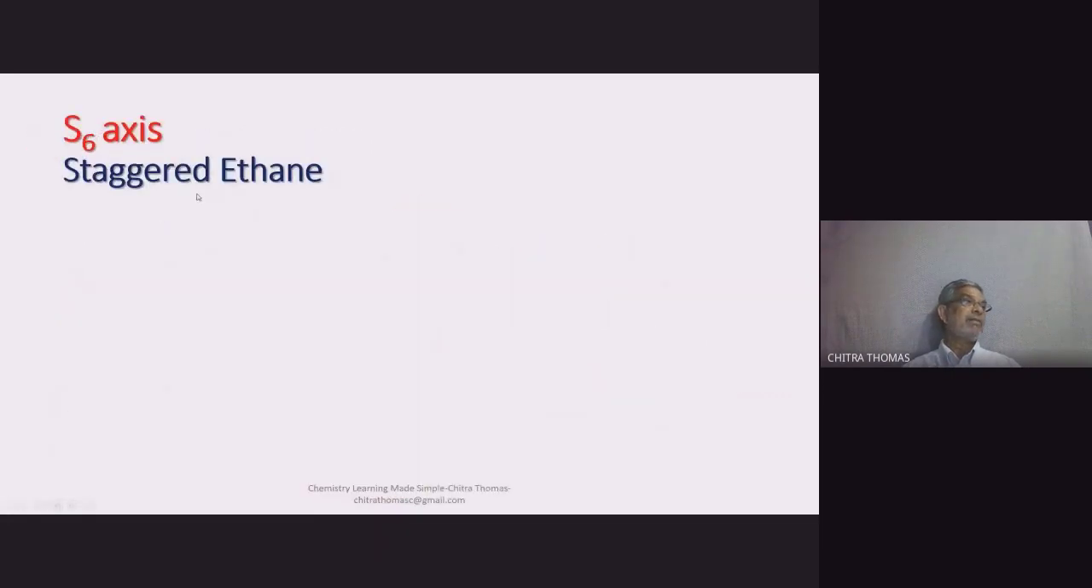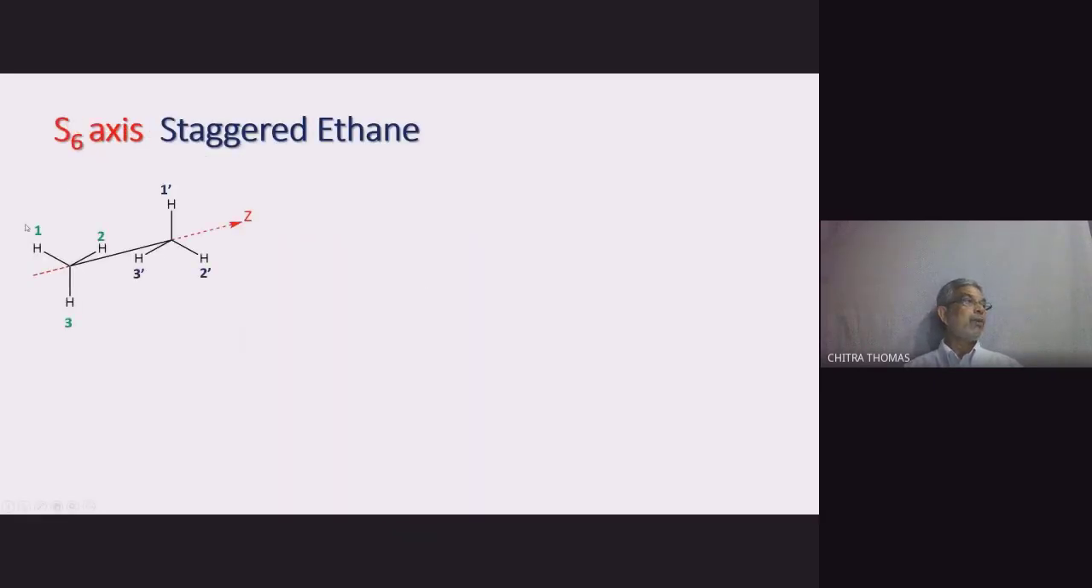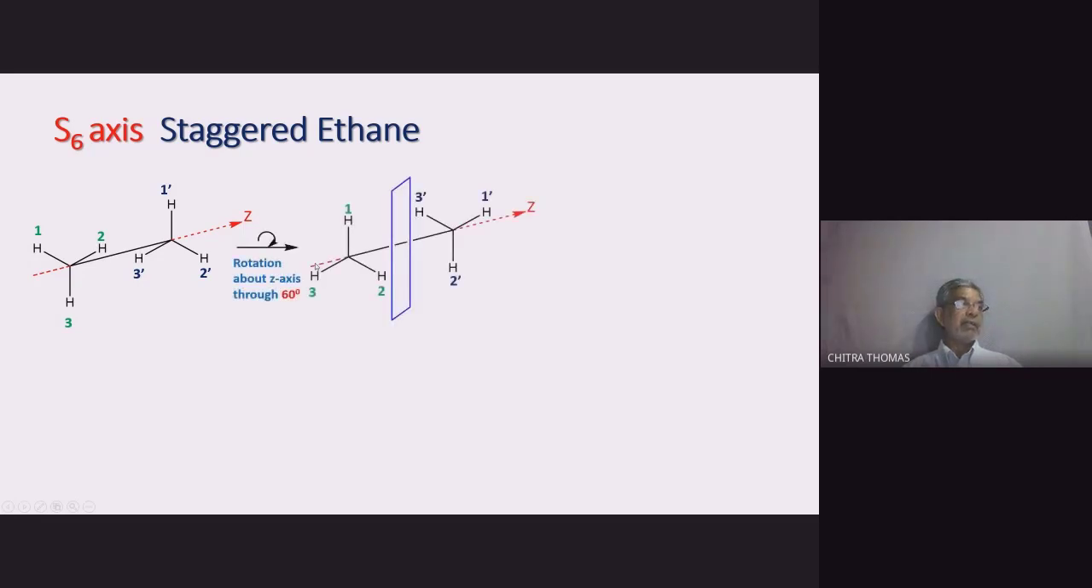Then the S6 axis, staggered ethane. This is a staggered ethane. This is S6. So rotate it through 60 degrees. Then this will come here, the 2 will come here, this 3 will come here. So this is the configuration. Then you reflect it in this plane. This fragment will come here, and this fragment will go to the other side. So you get this configuration.